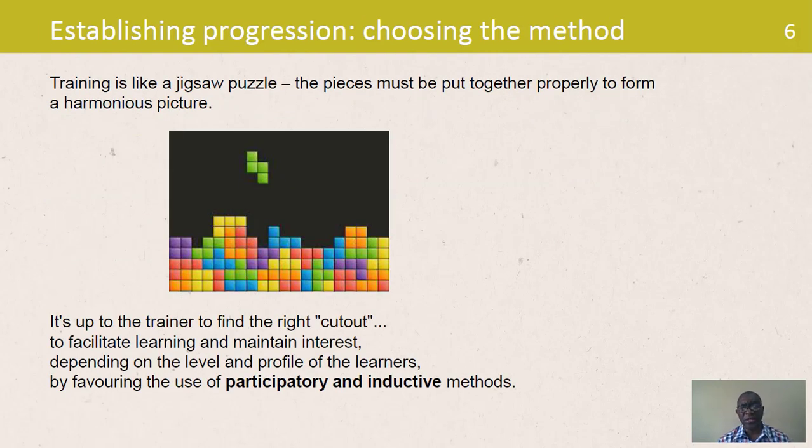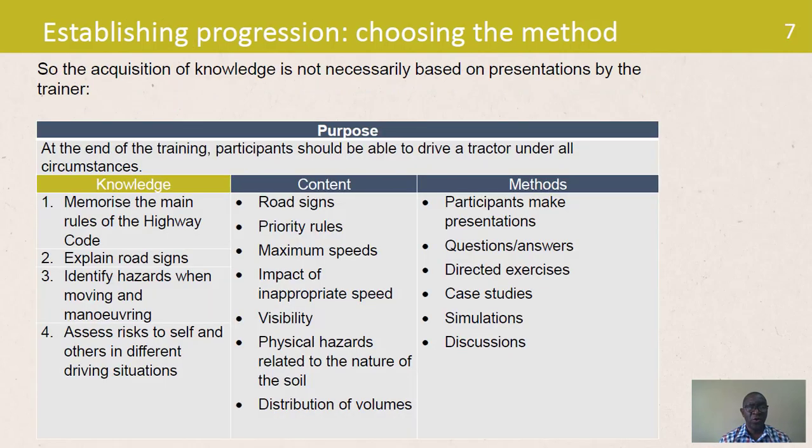Training is like a jigsaw puzzle. The pieces must be put together properly to form a harmonious picture. Training is a puzzle in which each activity is a piece. It is up to the trainer to find the appropriate breakdown of the content to facilitate learning and maintain interest, depending on the level and profile of the learners, by favoring the use of participatory and inductive methods in the activities selected. So, for example, the acquisition of knowledge is not necessarily based on presentations by the trainer.